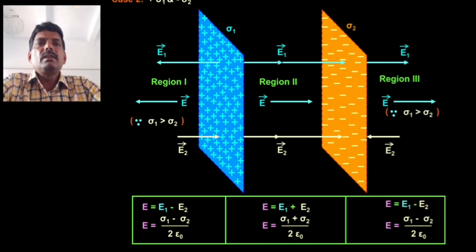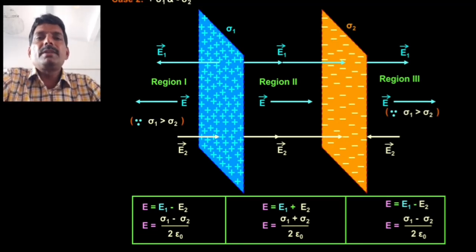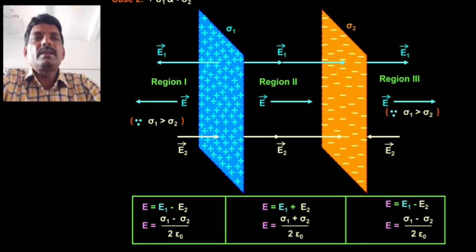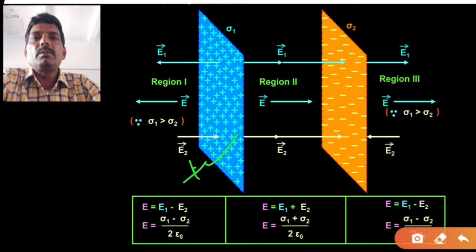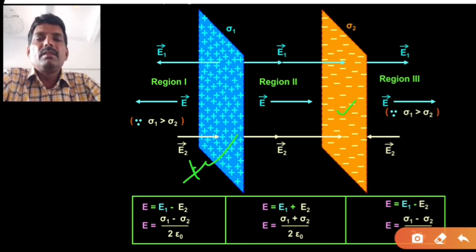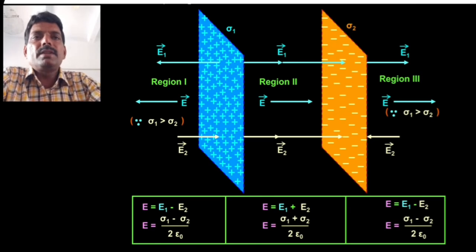Next thing is that sigma 1 and sigma 2, that means sheet 1 is considered here as a positive one, with positive charges uniformly distributed on the sheet, and here negative charges you have taken. So in the first case we had taken both positive, but the surface charge density was different. Here surface charge density is different and the charges are also different. So first of all, what you have to do here, let you consider this first one.